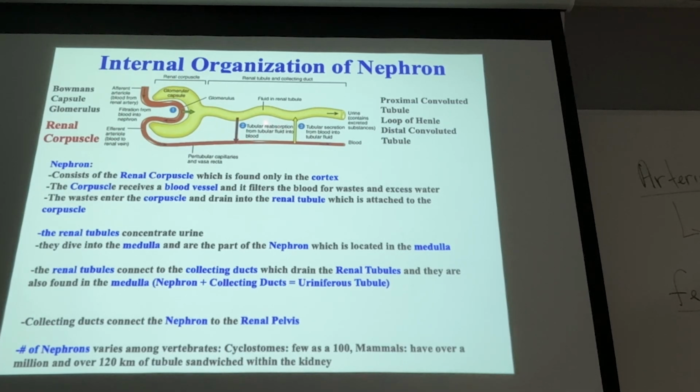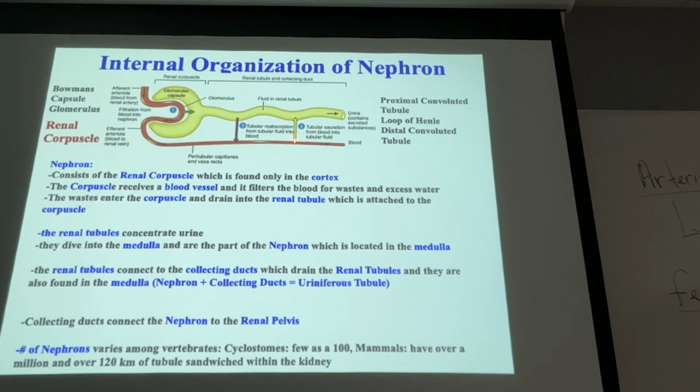It can reabsorb material, that is, take stuff out of the filtrate and put it back into the blood, because notice we have another capillary bed that's going to surround the tubule, the peritubular and vasa recta capillaries. For example, any glucose that filters into the renal corpuscle is going to be reabsorbed. Matter of fact, if you're normal, 100% of it. There should be no sugar in your urine.